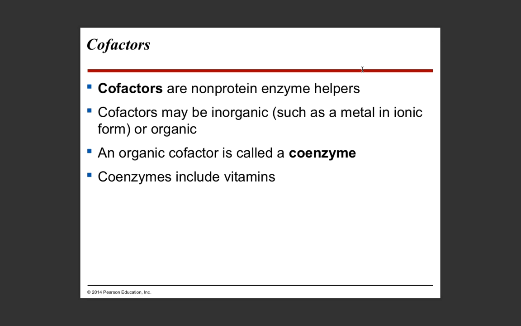Okay, they can be organic as well, which would mean it contains carbon to hydrogen bonds. If we have an organic cofactor, it's typically called a coenzyme. And our coenzymes as humans typically include vitamins, and there's a whole array of different vitamins that are utilized as coenzymes in the body.